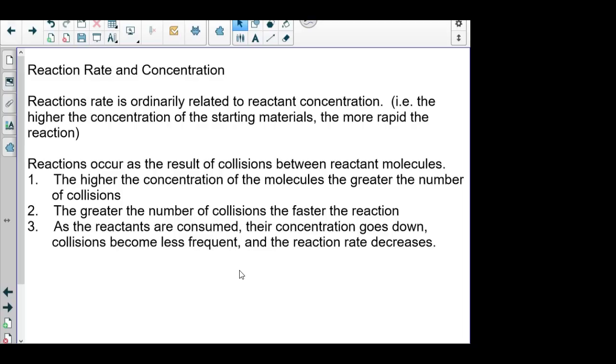One concept we'll look at here is reaction rate and concentration. Reaction rate is ordinarily related to the reactant concentration, i.e. the higher the concentration of the starting materials, the more rapid the reaction. Reactions occur as a result of collisions between reactant molecules. The higher the concentration of the molecules, the greater the number of collisions. The greater number of collisions, the faster the reaction. As the reactants are consumed, their concentration goes down, collisions become less frequent, and the reaction rate decreases.